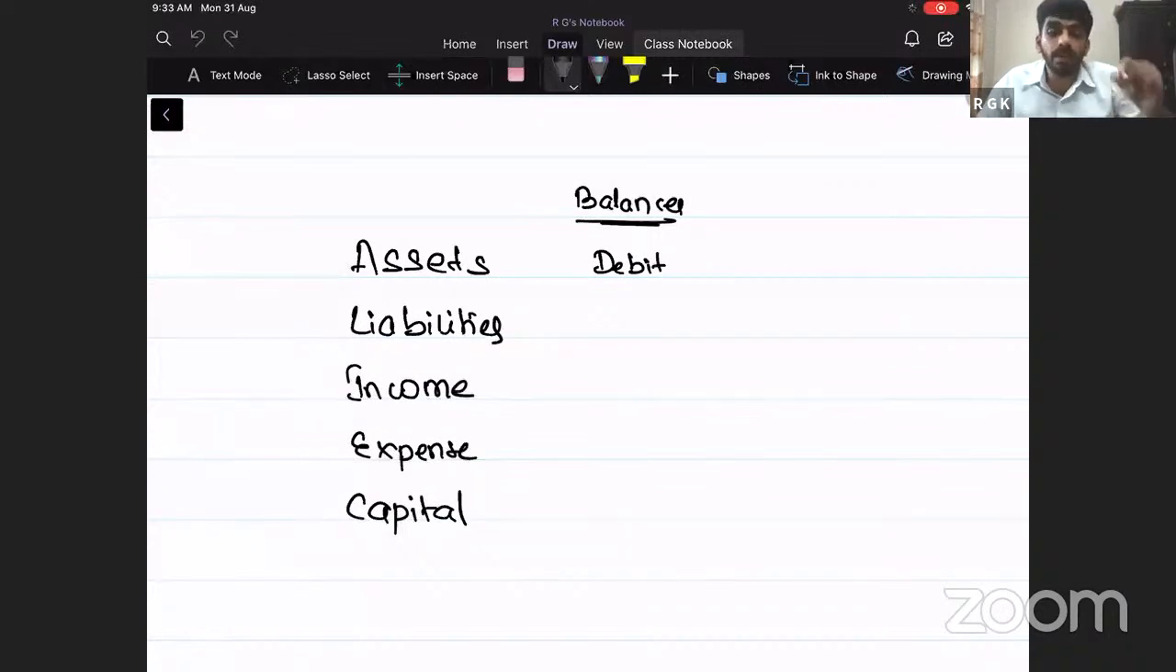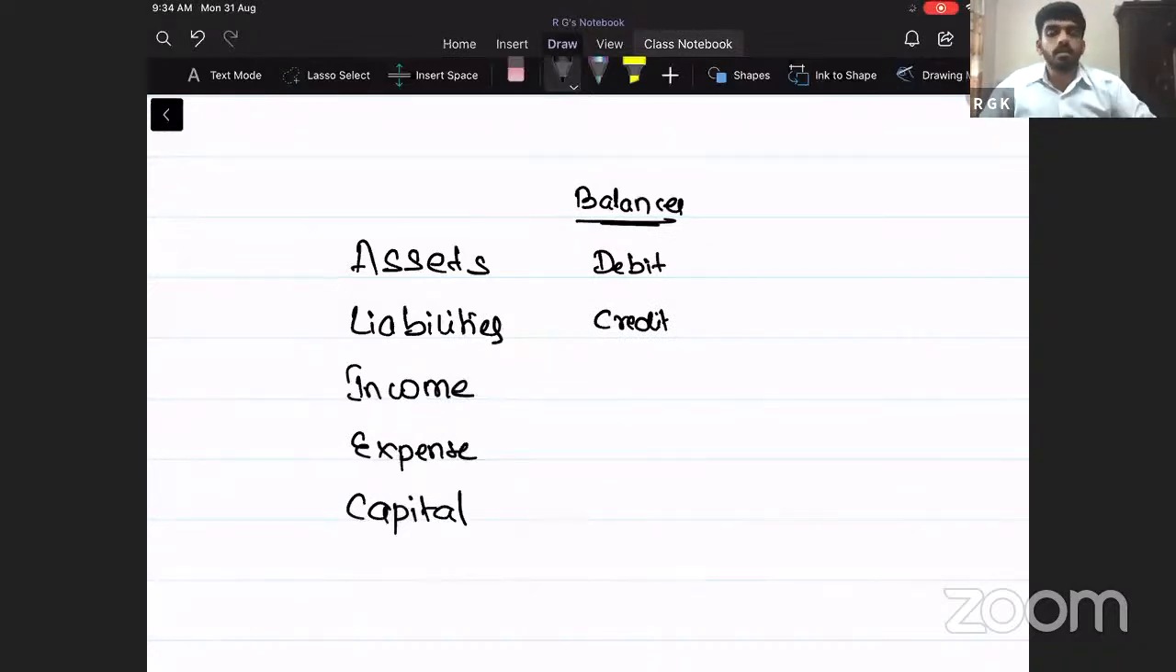Next one is liabilities. Liabilities means obligations. Liabilities are nothing but money which is to be paid by the business to outsiders. Liabilities will always have credit balance. I repeat, liabilities will always have credit balance.